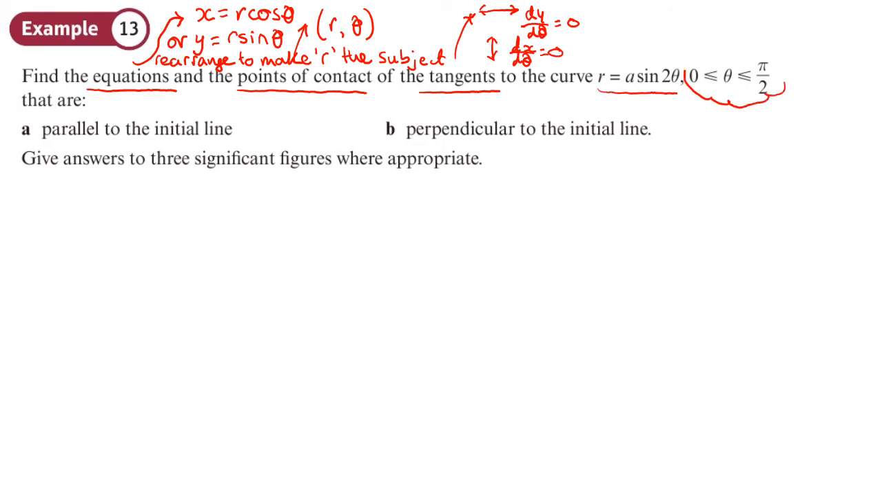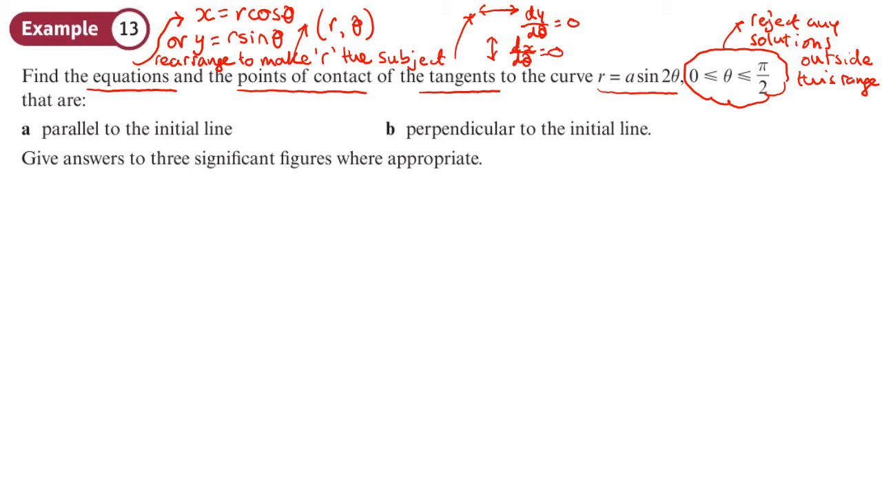Here we've got some limits in terms of theta, so we need to make sure that we reject any solutions. As we go through, we're probably going to be solving some simple trig equations, but we'll reject any solutions outside this range. So we need to keep that in mind as we go through it.